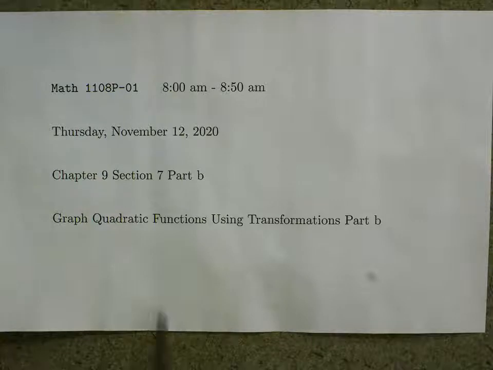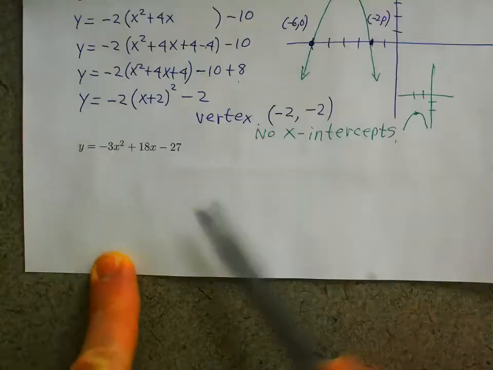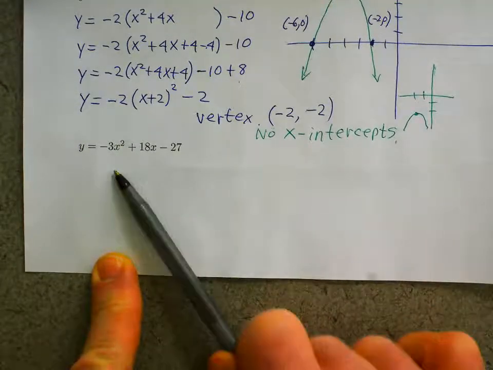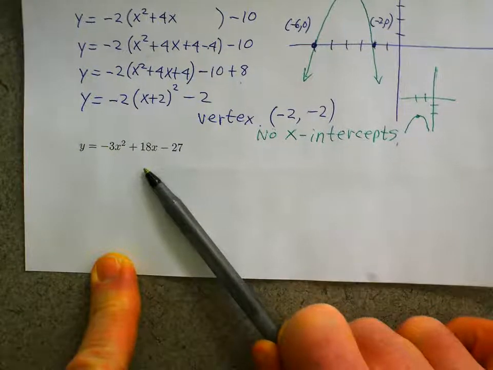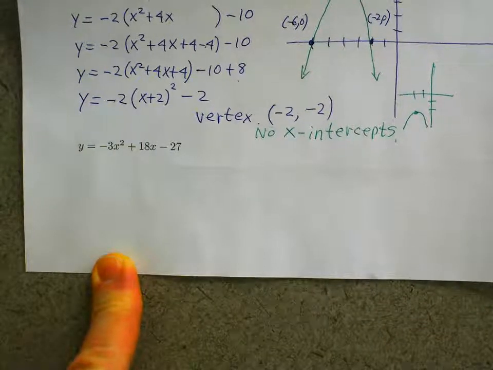We'll continue graphing quadratic functions using the transformations. We got to this one: y equals negative 3x squared plus 18x minus 27. But I'm going to do that on a different piece of paper so that there's more room.